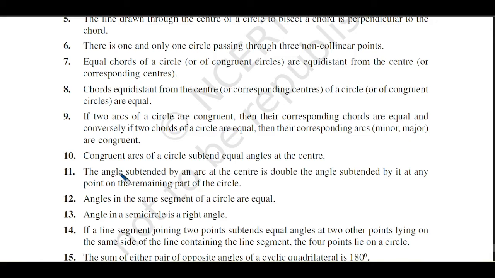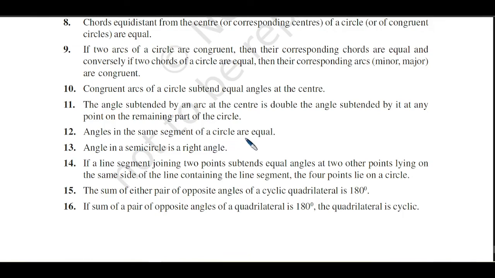11. The angle subtended by an arc at the center is double the angle subtended by it at any point on the remaining part. It's the same thing, no? Angles in the same segment of a circle are equal. Say from point A to B, in the same segment, say the major segment, any point I take and join to A and B, from any point of the circle, they will have the same angle. And the angle in a semicircle is a right angle.